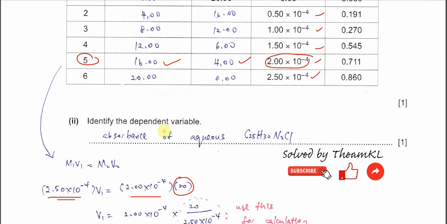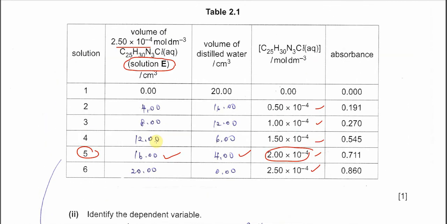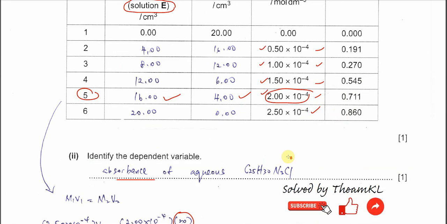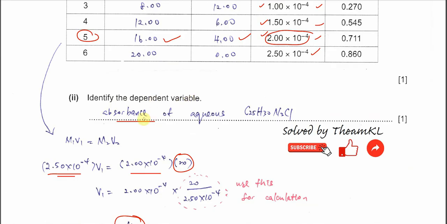And part 2, identify the dependent variable. The dependent variable is absorbance. Why? Because when we change the concentration of the solution, when the concentration of this crystal violet is different, when we use different volumes, when the concentration is different, the absorbance will follow. A more concentrated solution will have higher absorbance, as you can see here. So again, the dependent variable is the absorbance. The independent variable, of course, is the concentration. We can prepare different concentrations.